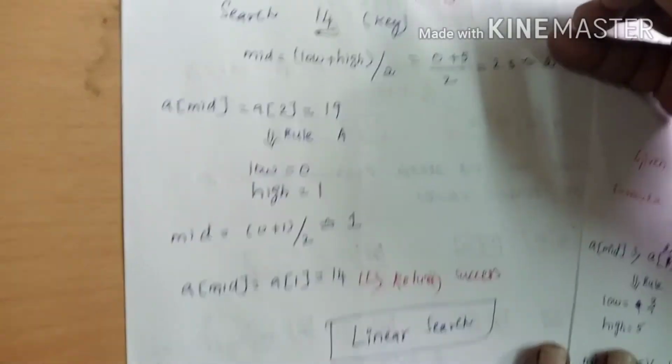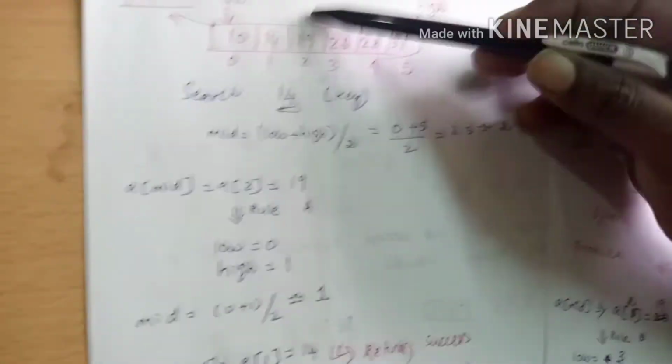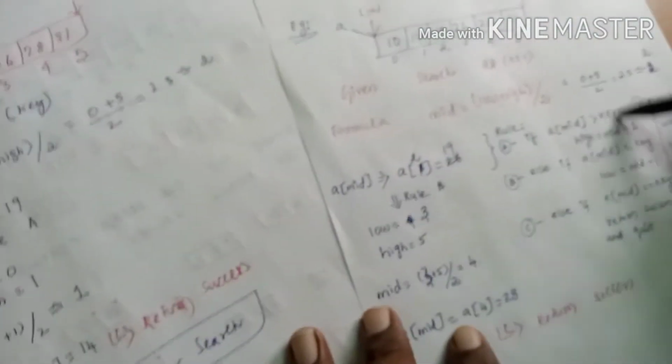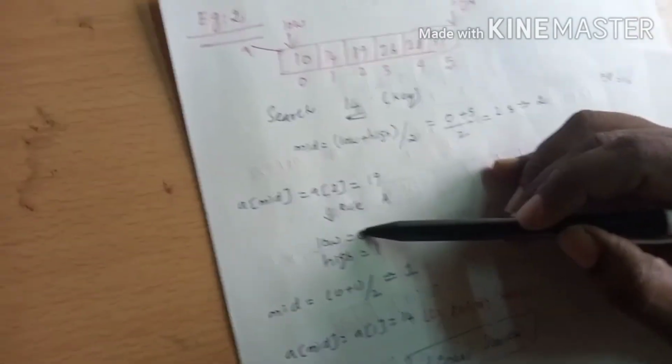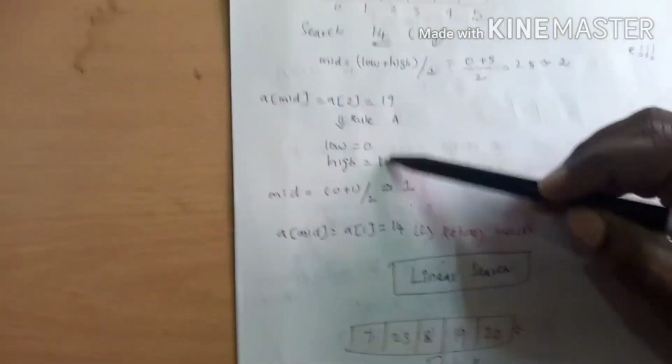So now you see 14 is lesser than 19. So we apply rule A. Since A of mid is greater than key, 19 is greater than 14, we apply rule A. What is rule A? High equal to mid minus 1. So we will not change anything in low. Low will be 0. High is going to be mid minus 1, so we take high as 1.